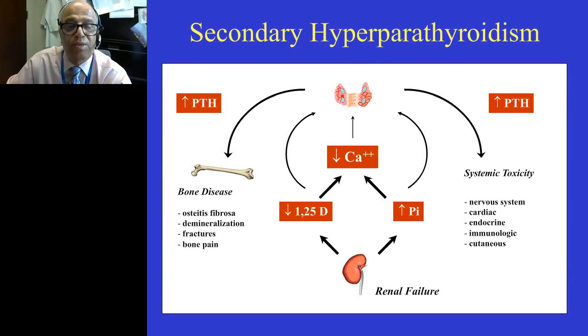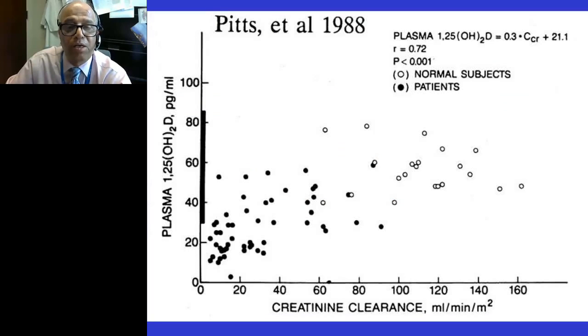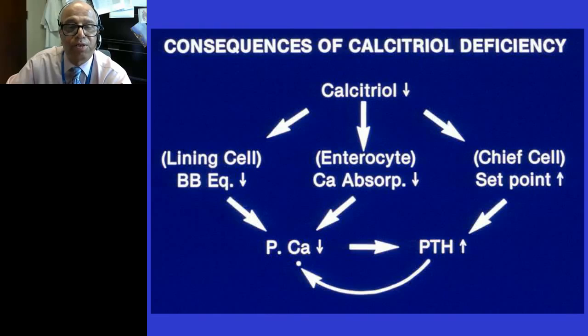In this situation, there is a decrease in the 1,25-dihydroxyvitamin D, which is important for maintenance of serum calcium, and there is also retention of phosphate due to renal failure, both of which stimulate parathyroid hormone, causing continuous increase in the PTH secretion as the renal failure occurs. As shown in the early slides, as far back as 1988, as the creatinine clearance declines, the production of 1,25 declines, and the rise in the PTH occurs.